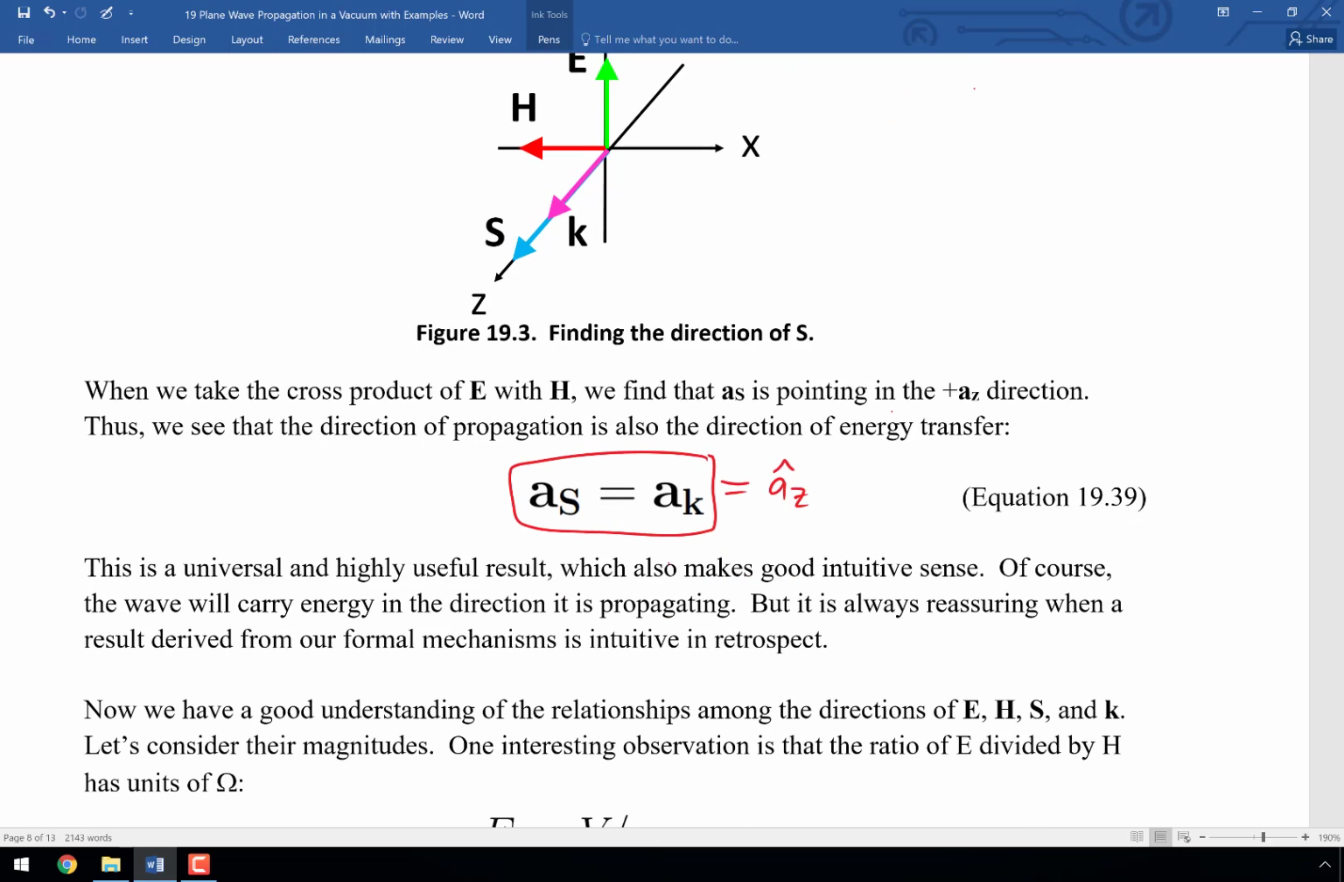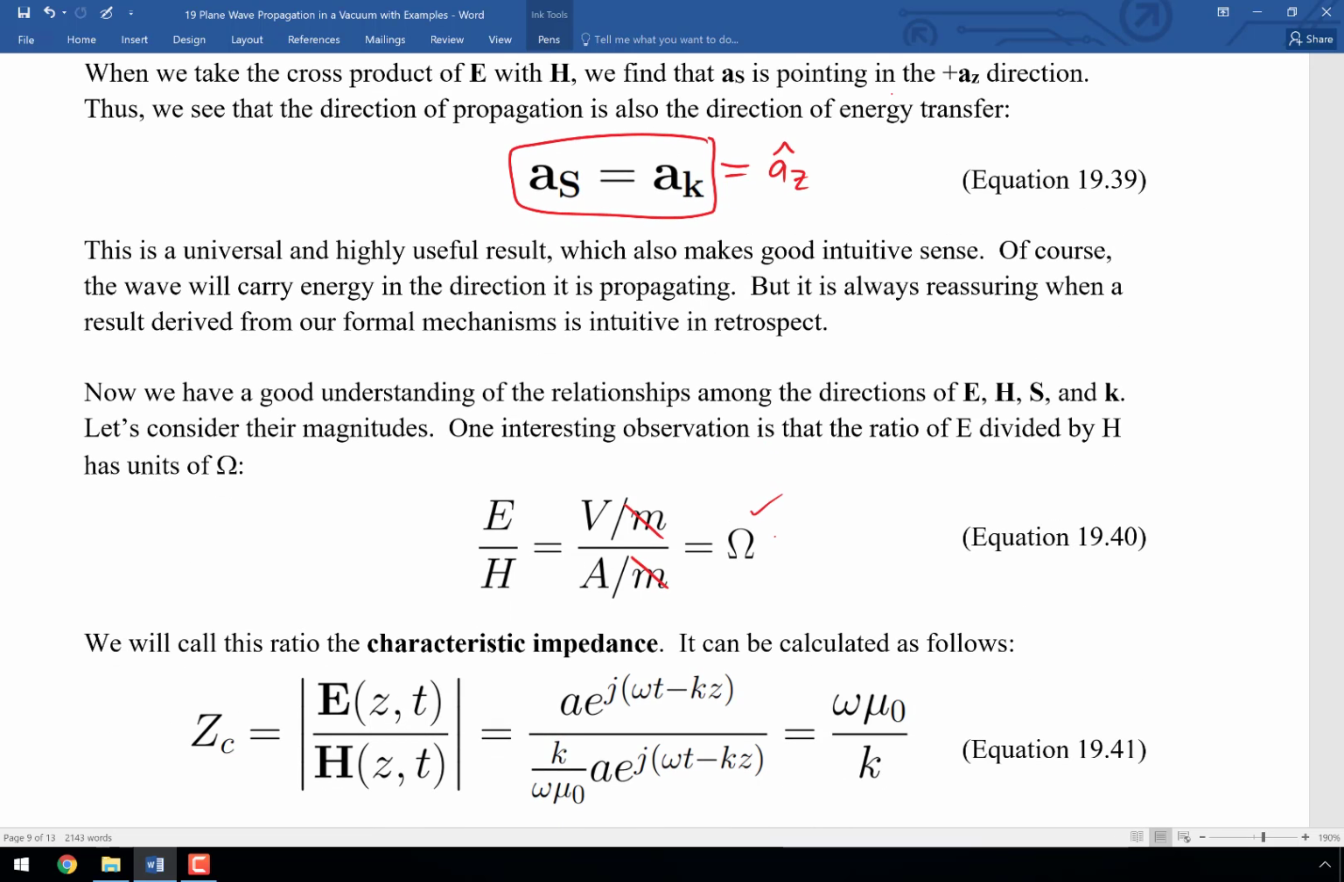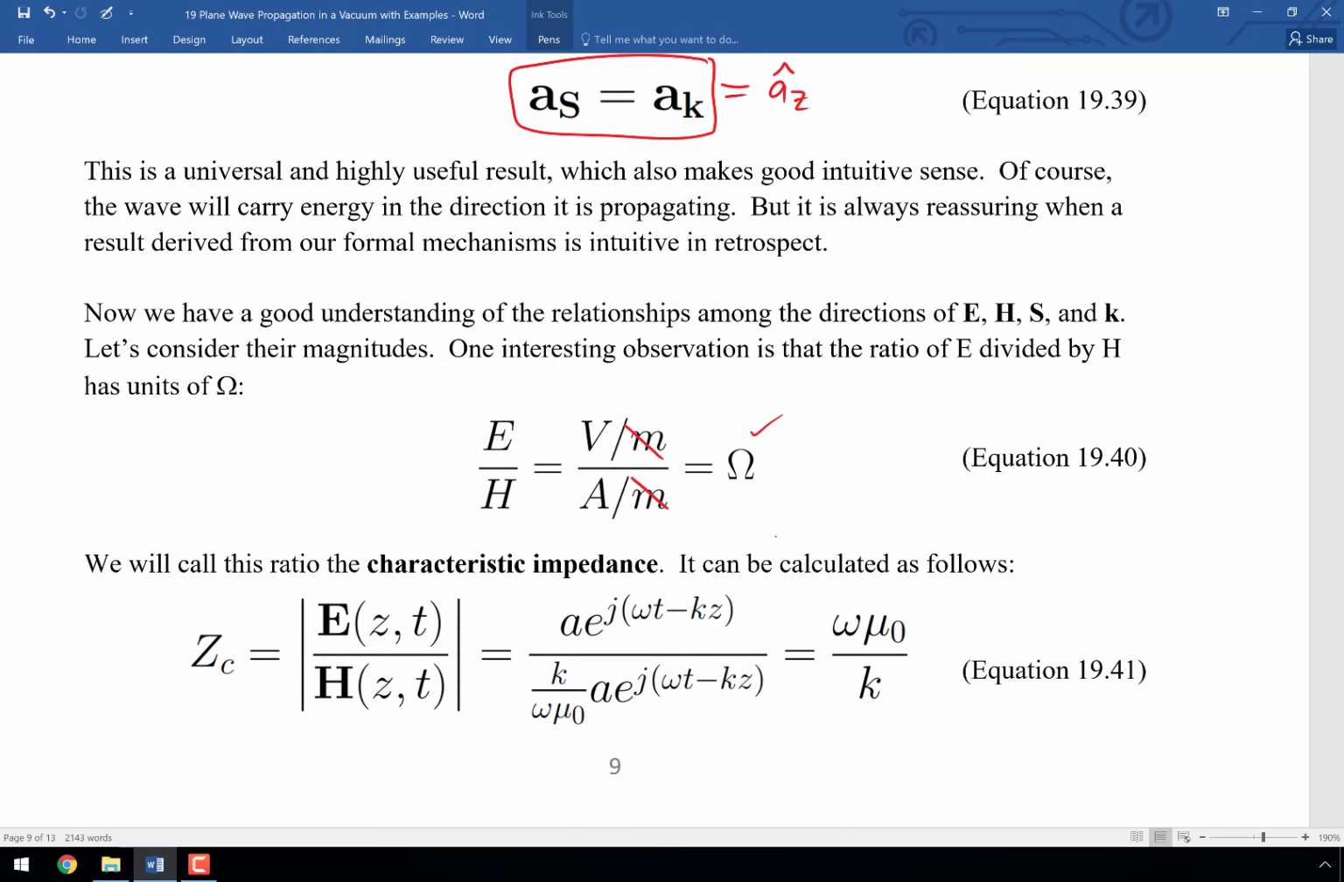Let's see what happens if we take the ratio between those two. Well, one interesting thing that happens is we see that the ratio is going to be volts per meter divided by amps per meter. The meters are going to cancel. We're left with volts per amp, and that's units of ohms. So that's kind of a quirky thing, that E divided by H will always be in units of ohms.